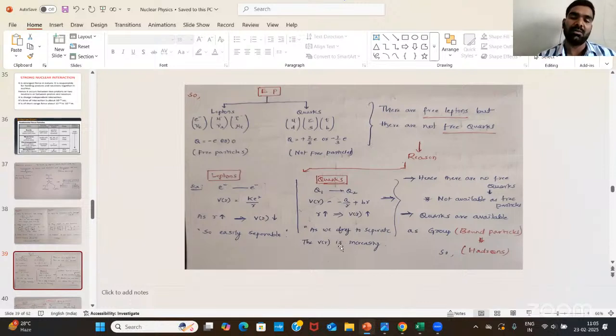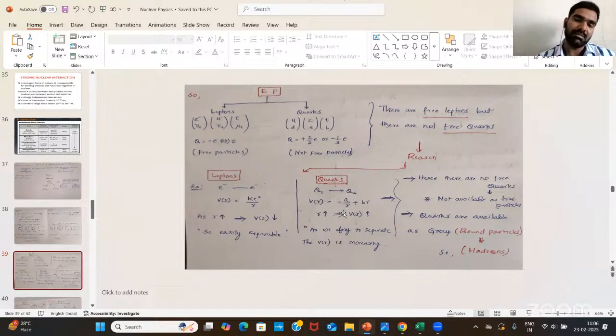But in the quarks, this is one, Q1, and this is Q2, separated by a distance R. The potential between these two charges is given by minus A by R plus B by R. If you increase the R value, the V of R also increases. So the potential is increasing as the distance between these two charges increases. Are you getting? In the leptons the potential decreases when the charge separation increases.